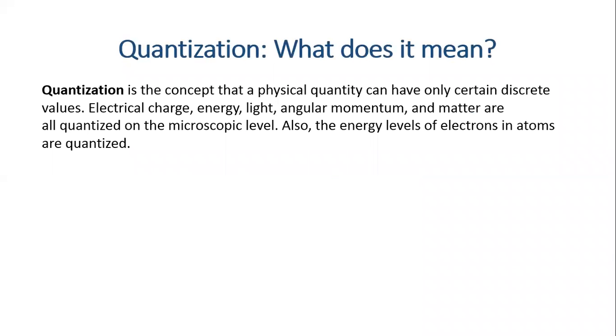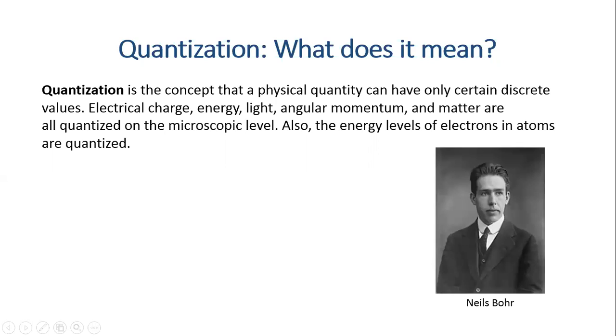So quantization is the concept that a physical quantity can have only certain discrete values. Things like the electrical charge, energy, light, angular momentum, and matter are all quantized on the microscopic level. Also, the energy levels of electrons and atoms are quantized. So basically, in summary, this means that things can only have certain discrete values. We can't have a value like pi because it has so many decimal points. It needs to be an integer value.